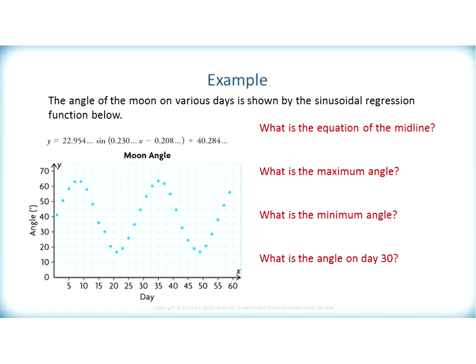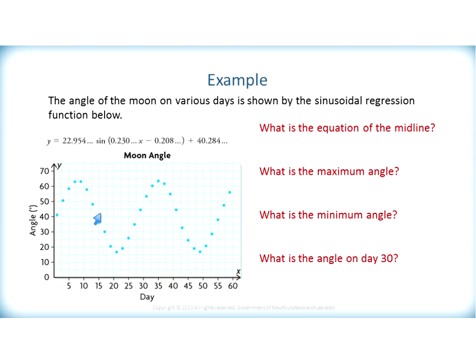So here's another example. The angle of a moon on various days is shown by the sinusoidal regression function below. So here we have the graph and the function. Once again, you may be asked to use the graph to estimate a value without even having the function there. You may be given the function and asked to plug in values. You could also be asked for different characteristics based on the function or the graph.